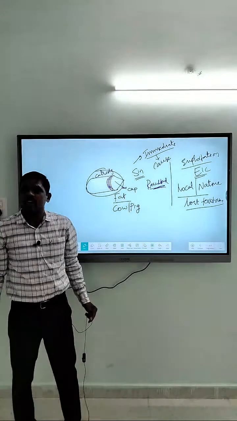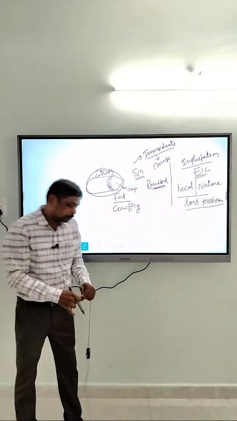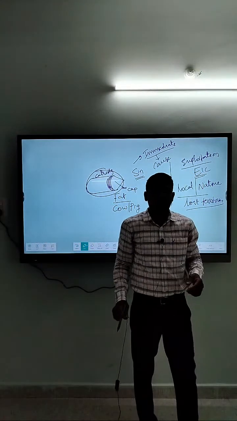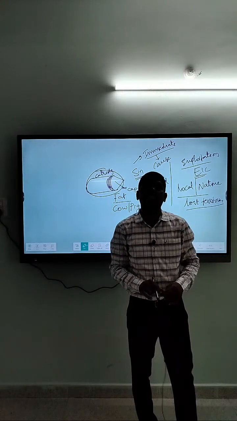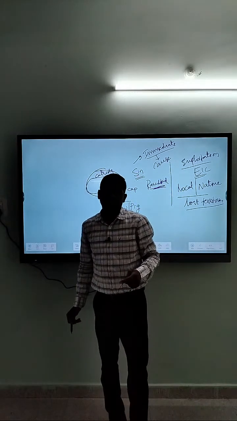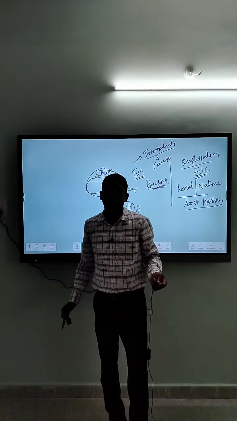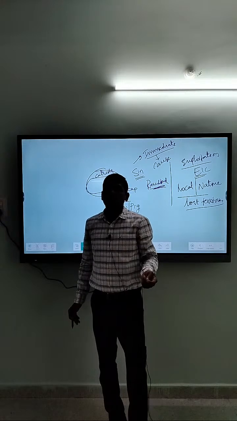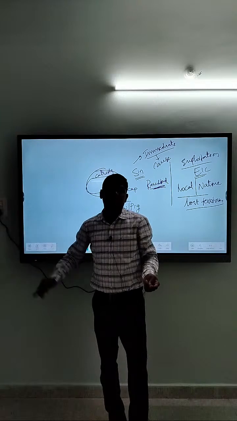Say, for example, the very well-known native ruler or local ruler who lost territory to East India Company was Jhansi Lakshmi Bai. Most of us know about Jhansi Rani. So that is the Rani of Jhansi. Jhansi is a place, a territory. The territory of Lakshmi Bai was taken forcefully by East India Company.